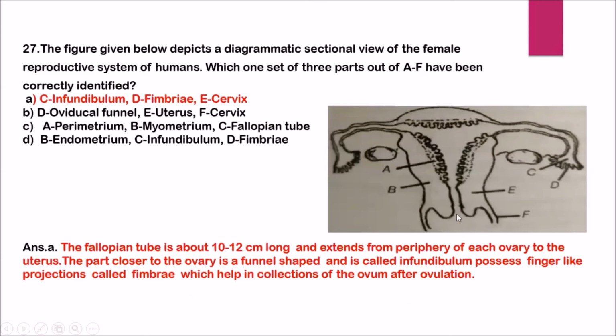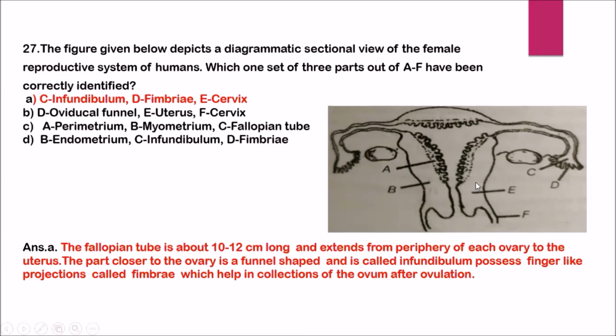Now the figure given below depicts a diagrammatic sectional view of the human reproductive system. Which one of these parts A to F has been correctly identified? Now this is the diagram which is showing the female reproductive system. Option A is C is infundibulum, D is fimbriae, and E is cervix.